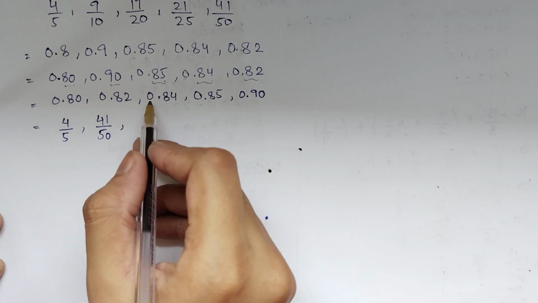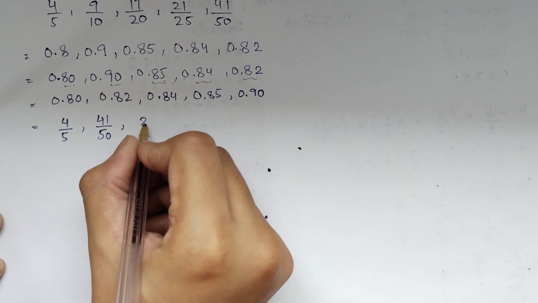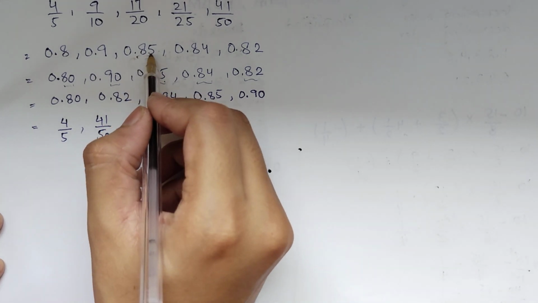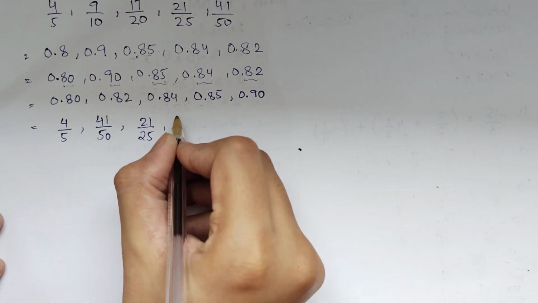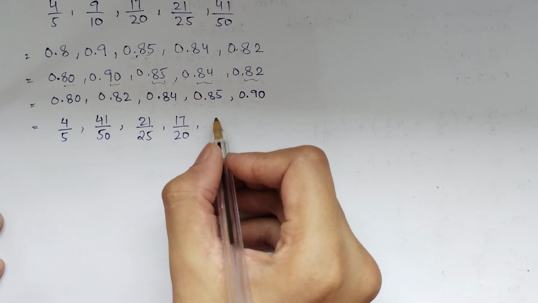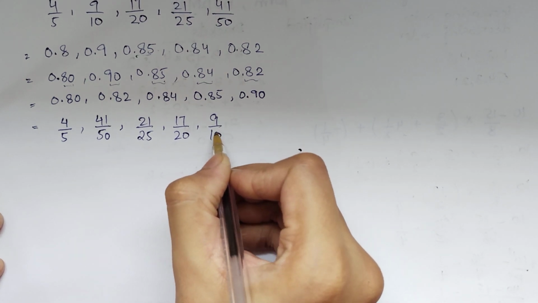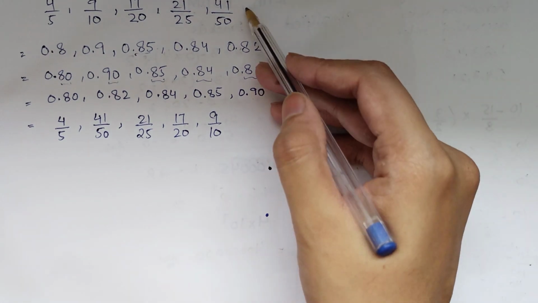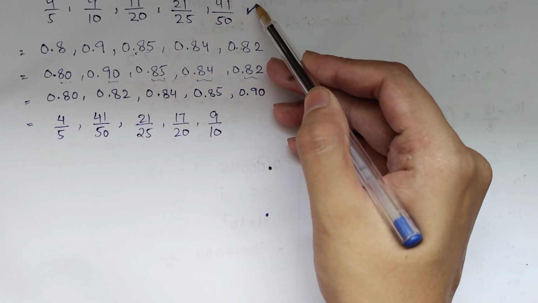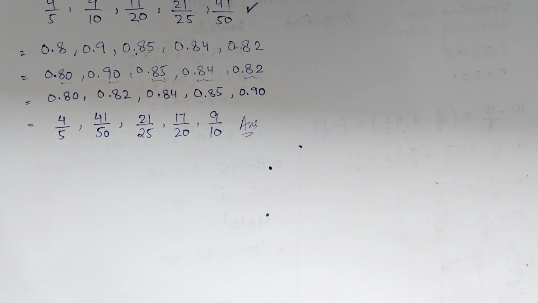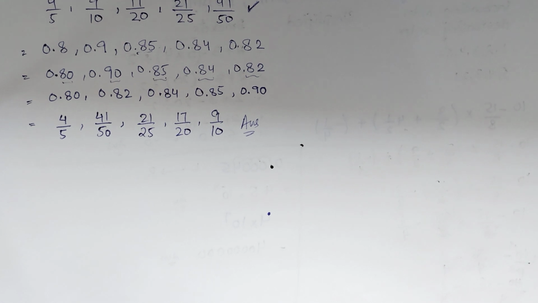Next number is 0.84, this is 21 over 25. Next fraction is 0.85, it is equal to 17 over 20. And the last one is 9 by 10, which is equal to 0.9, it means 9 by 10 comes last. So this is your order for these numbers, and this is the answer. We have written all these numbers in the order starting with the smallest.